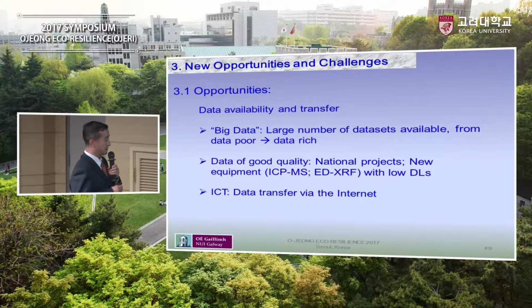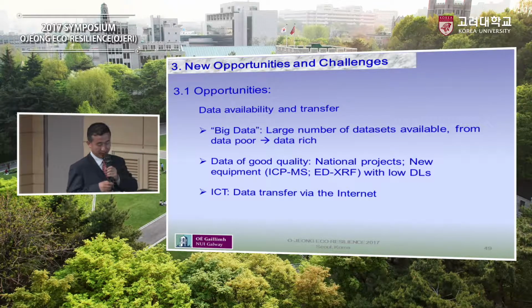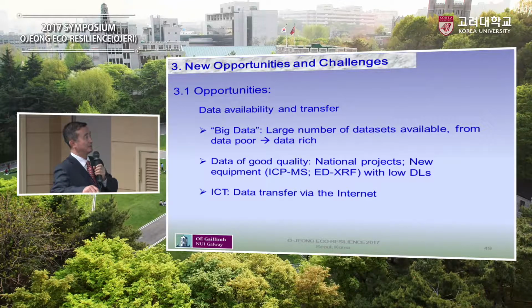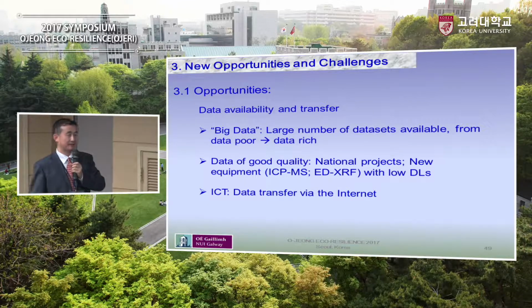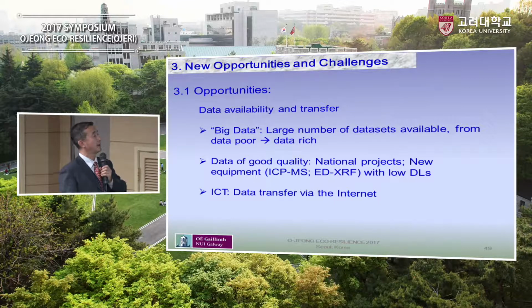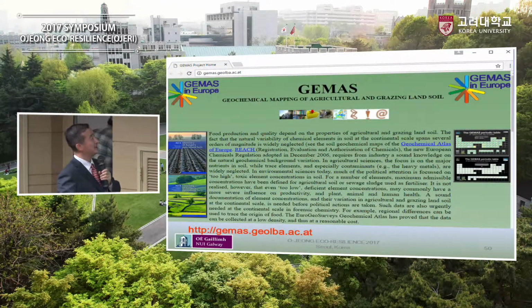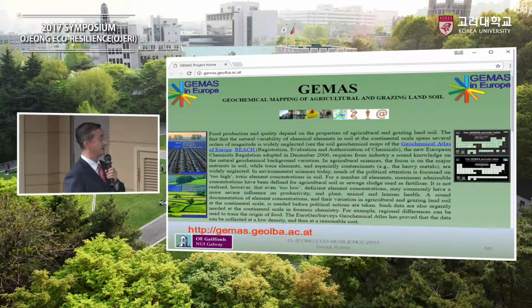Now I'm going to talk a little bit more about opportunities and challenges. We are at the stage of big data, so that's really an opportunity. I'm very delighted to see that. We get quite a lot of data sets available now, and it is an opportunity for us. And people are willing to share the data. That's very important now. And specifically at the EU level, we have GEMAS, that kind of data is available that covers the whole EU. And I'm working on that data set now.